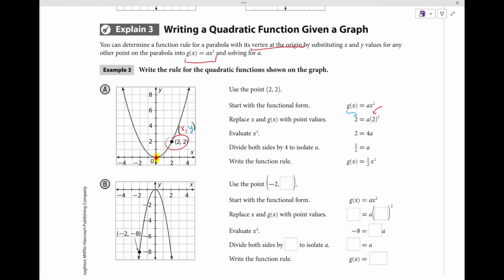We plug in that x value and that y value into this general form because we want our equation to look like this. We don't have a yet, so we need to solve for a. We plugged in everything else. Now we can solve for a. 2 squared is 4, so they got that. They divided both sides by 4, and they got a is equal to 1/2, so they just plug that right in for their a up here. So g of x equals 1/2 times x squared.